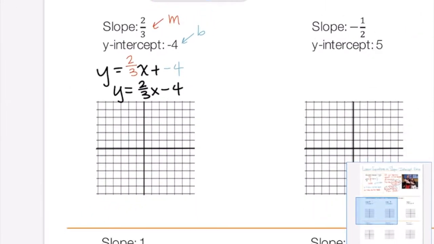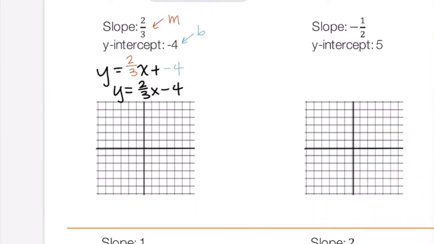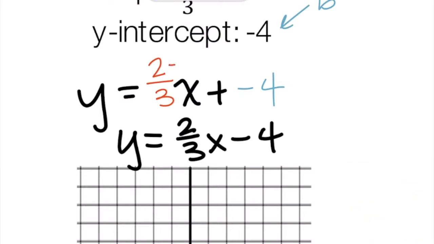Now remember, when we graph this, we're going to plot the y-intercept first. So our y-intercept is -4. We're going to plot an ordered pair on the y-axis where y is equal to -4. And then we're going to rise and run from there. So let's talk about rise and run. Rise is the numerator of your slope.